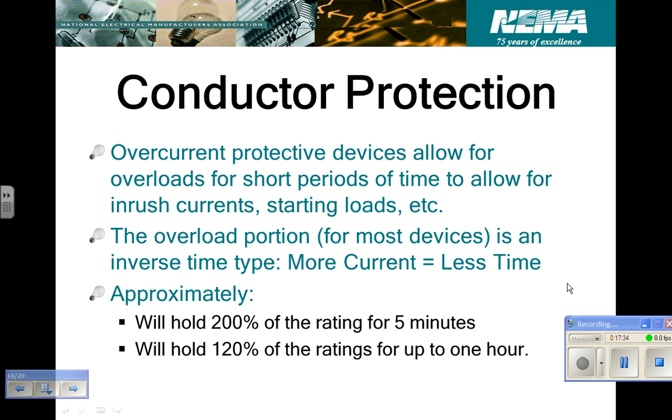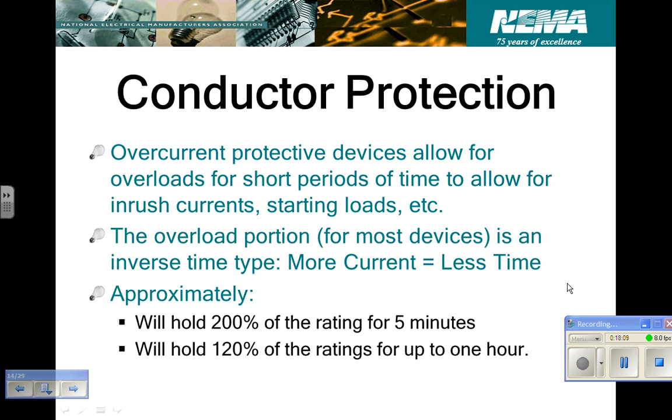It might not be. It might be only an hour and a half. It might be an hour. It might be half an hour. But it's going to be a long period of time. Can you see the exponential curve happening here? So it's a great big current, very little time. Little bit of overload, big time. It's an exponential curve. Inverse time means an inverse exponential curve. So more current, less time. That's a good simplification of it. The more current, the less time it'll allow it to happen.